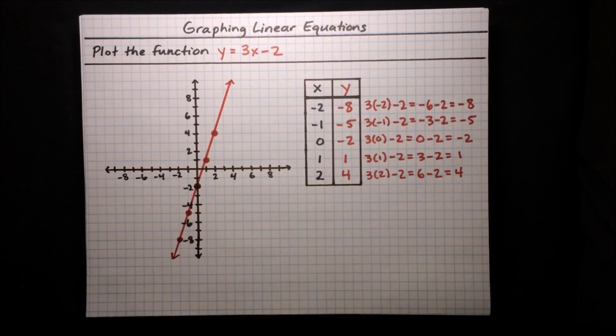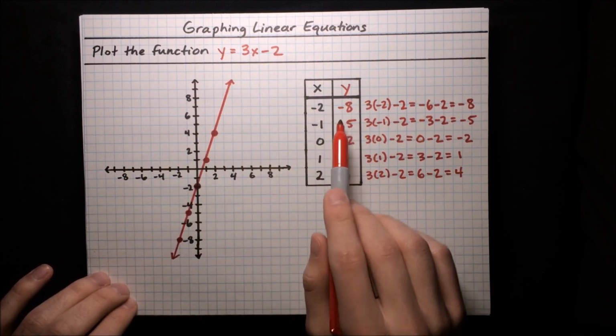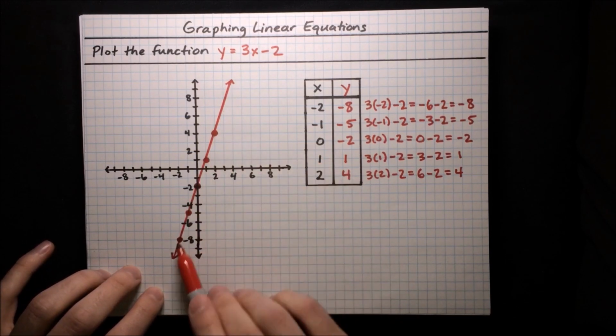Cool. So we did it. There's the graph of y equals 3x minus 2. We made some points, we plotted them on the graph, and we found they all just lie on a straight line.